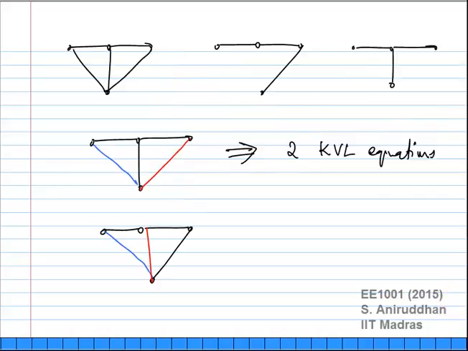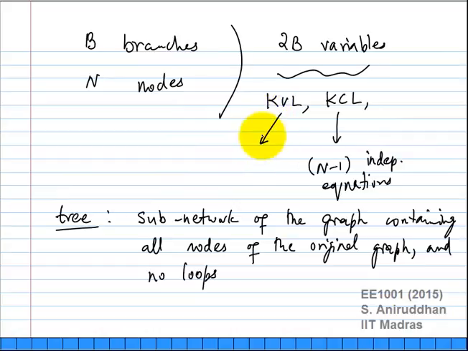So let us go back to this. Independent equations. Okay, so how many equations do you have now? B equations, but you have 2B variables. You need a third bit of information. What is that? What is there in each branch? There is an element. So what information do you get from the element? The voltage to current relationship of each element.